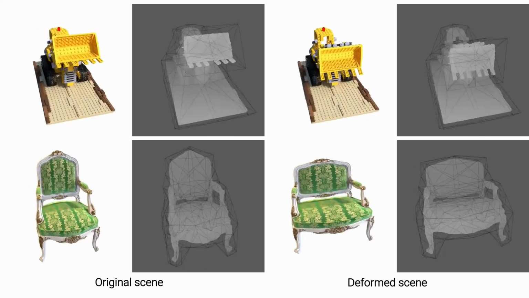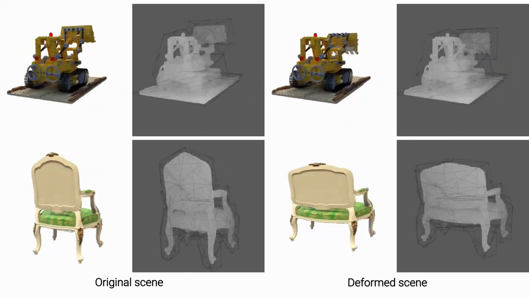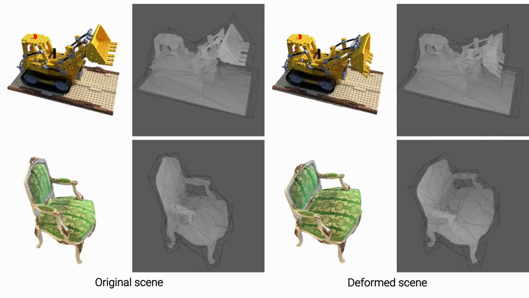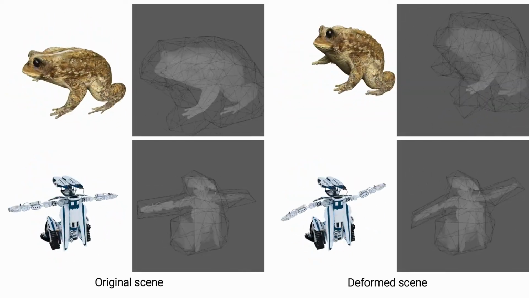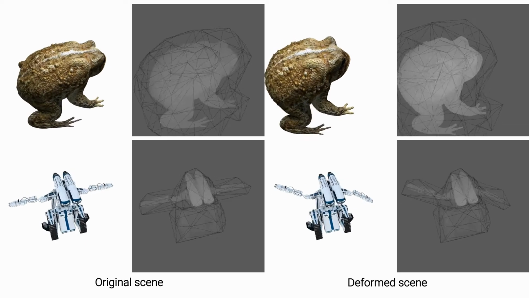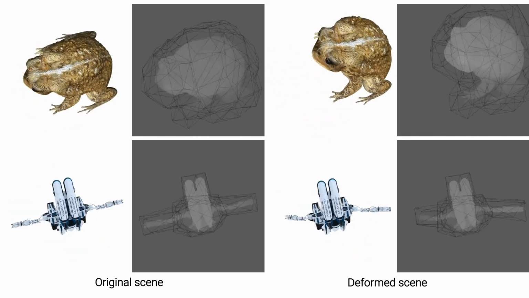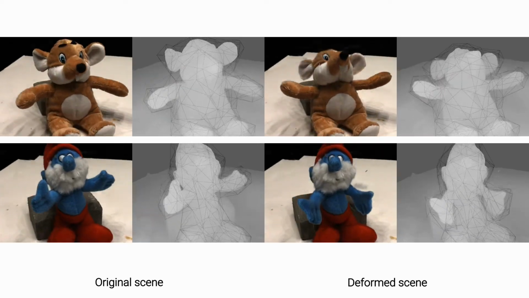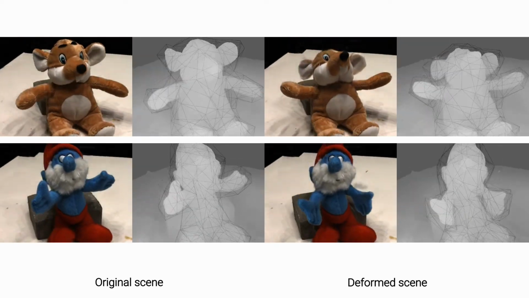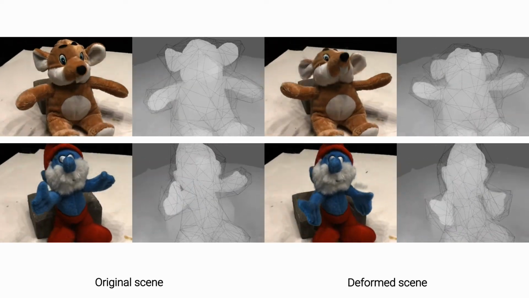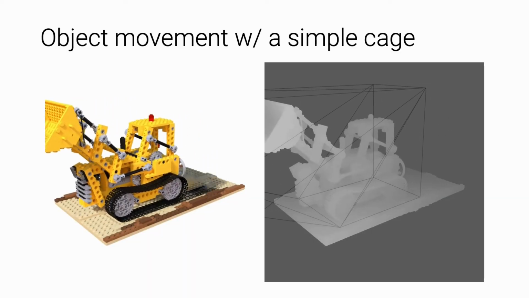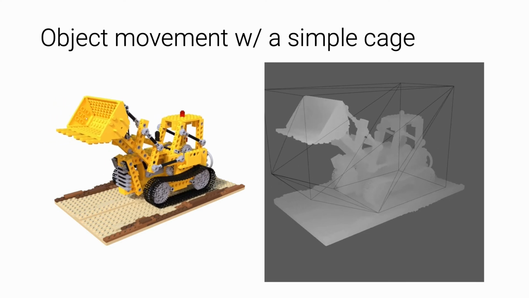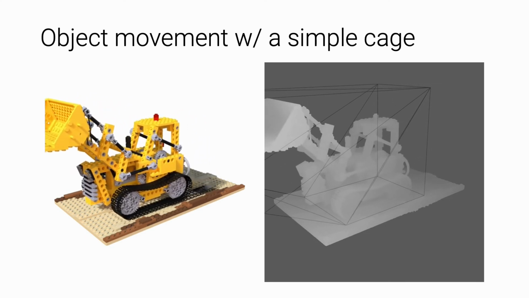The left side are the original scenes, and the right side are the deformed scenes. Our method also works well for the real-world scenes. Also, our method can be applied to the object movement in the radiance field. The only thing needed is to create a simple cage like this one, and move it.